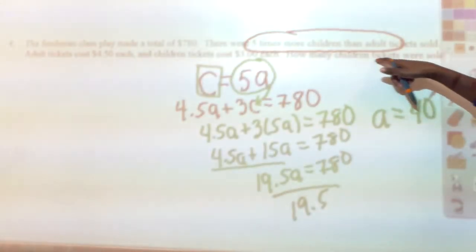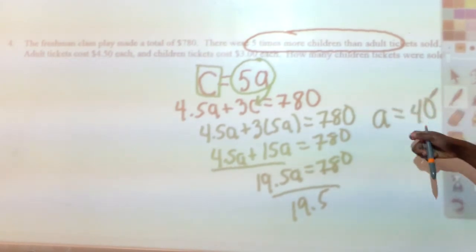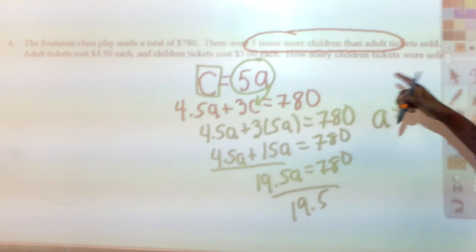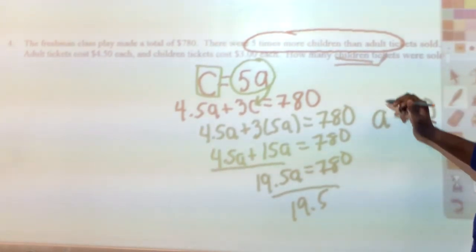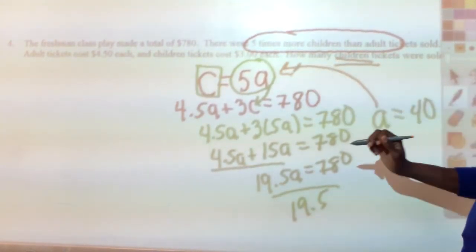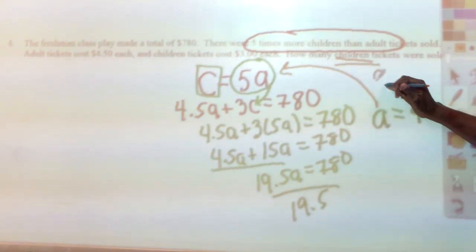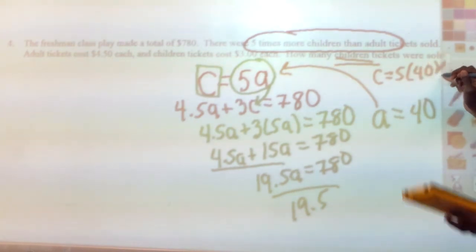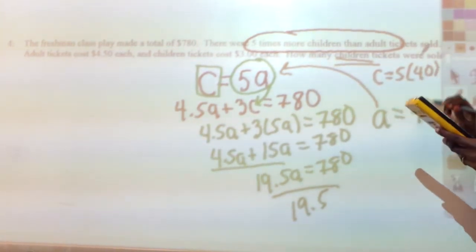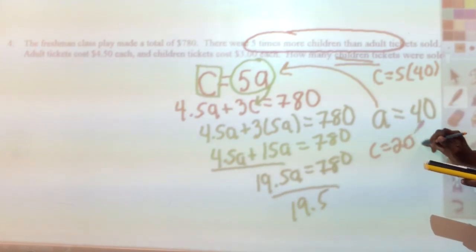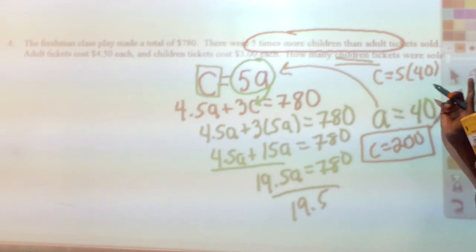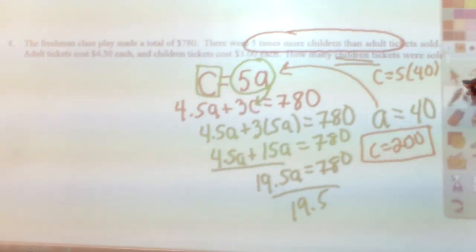And if you read, it asks for children's tickets. So this is a case where we have to plug it back in. We know the adults is 40, and we're looking for children according to the question. So we're going to substitute it back into the original equation. We have C equals 5 times A, but A is now 40. And so 40 times 5, of course, is 200 children's tickets that were sold. Got it? All right.